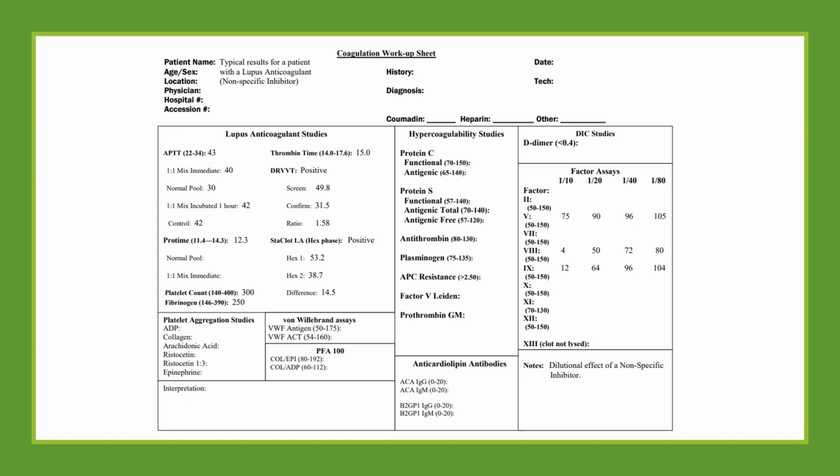We also do some anticardiolipin antibodies, so some antibody testing, and we do that in special chemistries. So the B2GP1 immunoglobulin M, class M, and IgG, and then ACA, anticardiolipin antibody, IgM, and IgG. So all of those things are things that we can do with regard to looking for the cause of our coagulation problems.